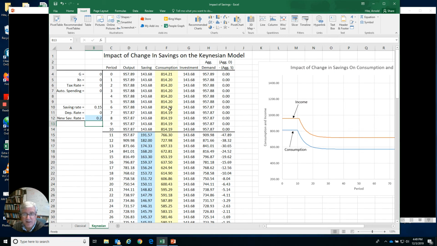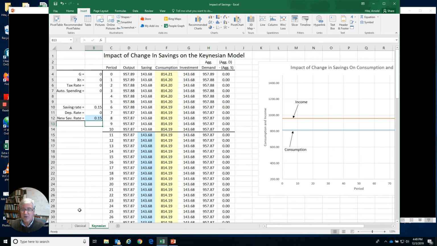So to summarize, when you increase savings in the Keynesian model, it causes aggregate demand to fall through the consumption function. Consumption fell, so aggregate demand fell. Look at it right here. And then, of course, there's all those adjustments through the multiplier as production supervisors make their adjustments. And the economy shrinks. So let me set this back where it was at 0.15.